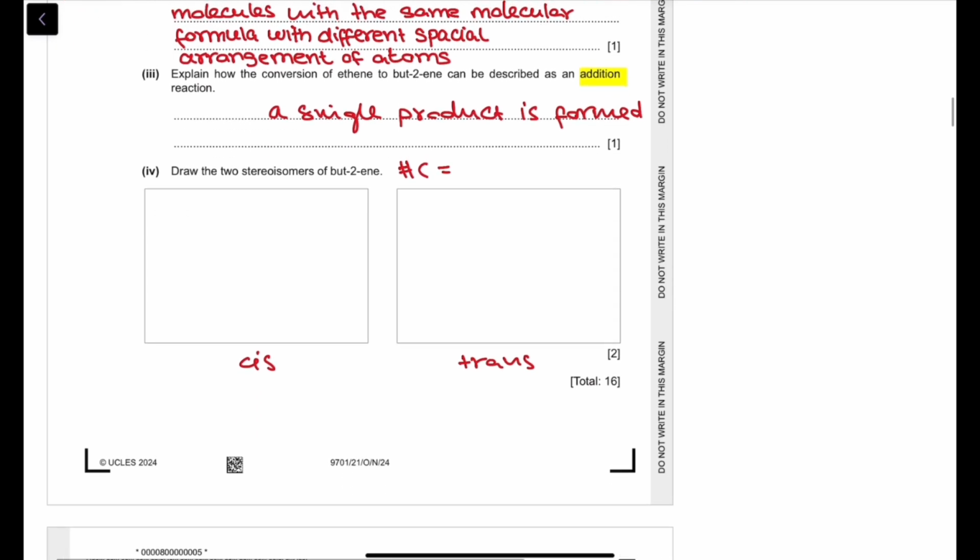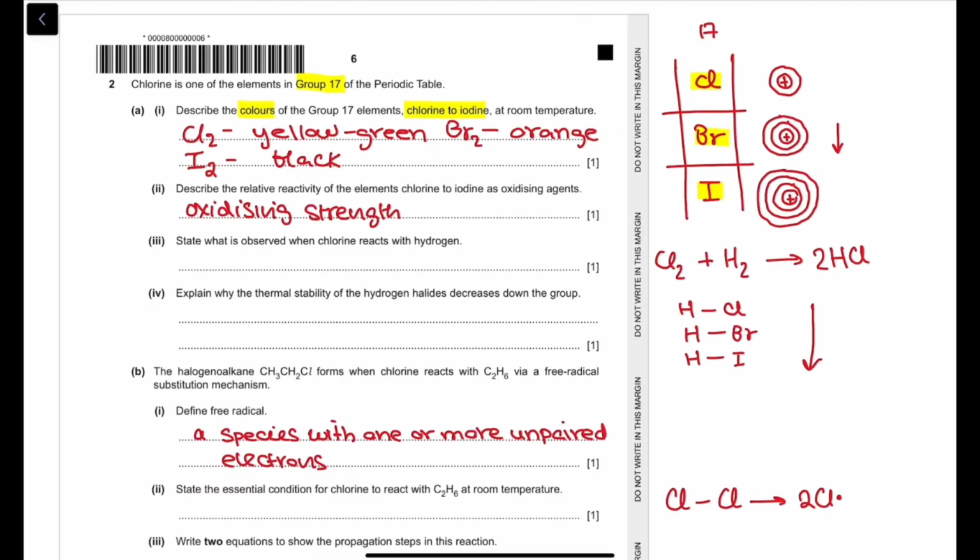It says here, draw two stereoisomers of butene. The prefix but indicates that there are 4 carbon atoms, and the carbon-carbon double bond is in the center. There are 2 types of stereoisomers for this molecule. There is the cis version, which looks like this, with 1, 2, 3, 4 carbons, and there is the trans version, which looks like this, 1, 2, 3, 4.